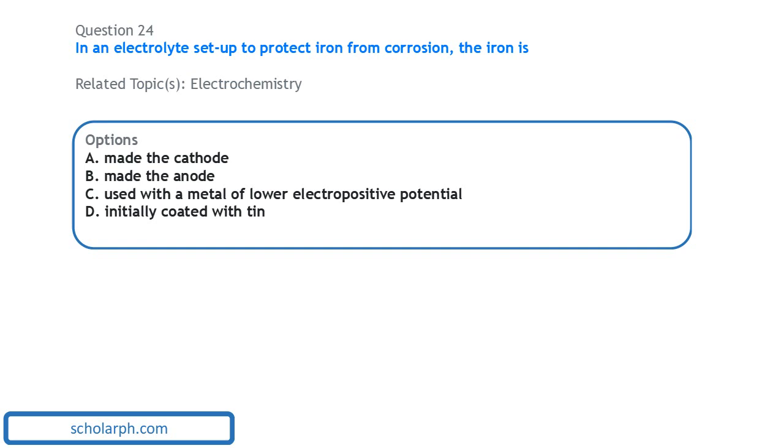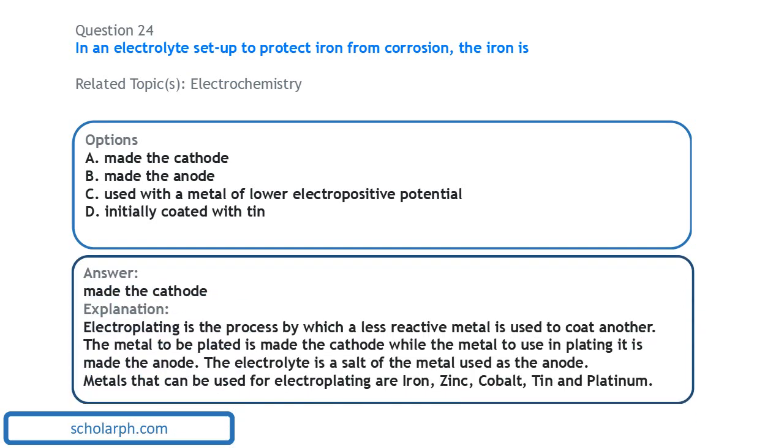Next, in an electrolytic setup to protect iron from corrosion, the iron is... So this process is electroplating. We want to coat this iron with another metal. In electrolysis, the iron that is to be electroplated, that is to be coated, is made the cathode. So the iron here that we want to electroplate is made the cathode.